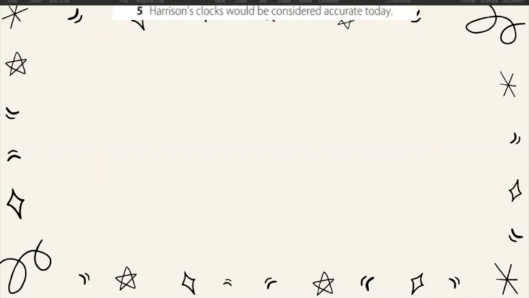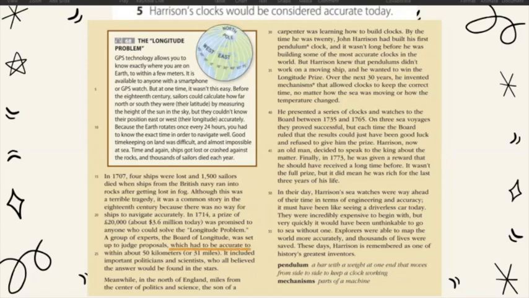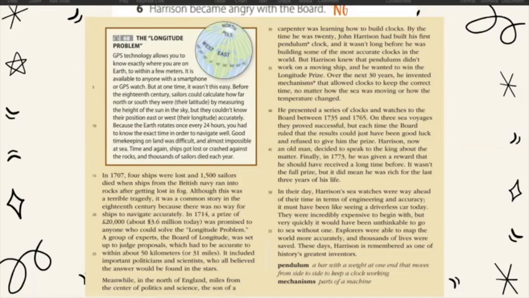Number 5. Harrison clocks would be considered accurate today. And here we have, which has to be accurate to within about 50 kilometers. So this sentence is false. It's not accurate today because we have more technology now, right? We have GPS everywhere, cars, cell phones. Number 6, Harrison became angry with the board. Well, this information is not given.